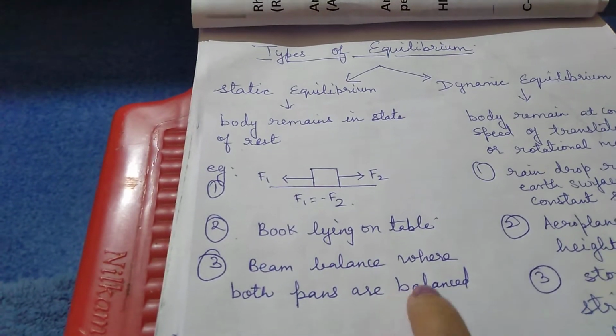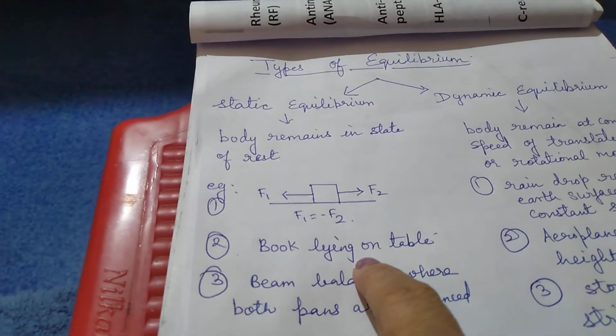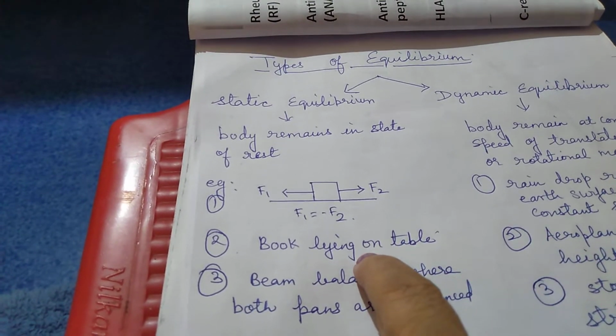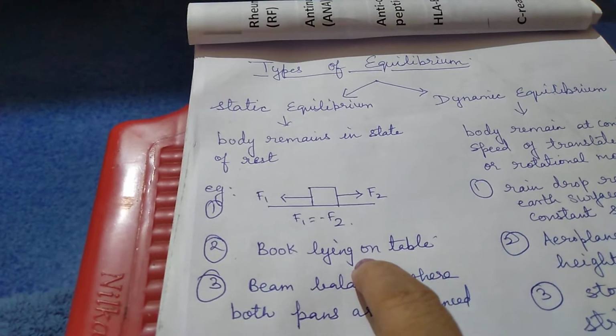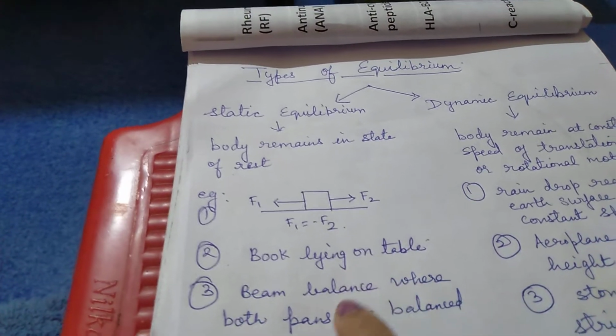Second, a book lying on the table. The book is exerting its force, its weight on the table, and table is giving the reaction force on the book. Now the book is not going to move on its own. Book is going to lie over there only. This is again equilibrium position.